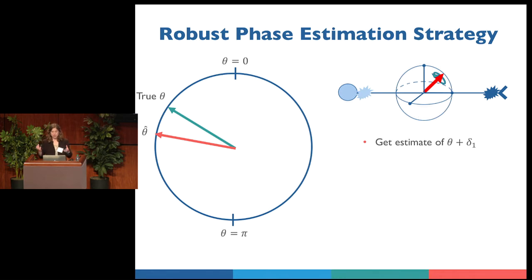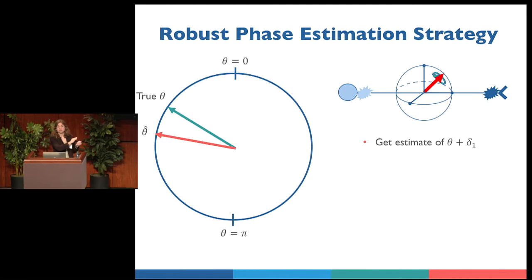And the first experiment that you should do for robust phase estimation is the standard one: apply the gate once and measure. And this, we said, has a bias of delta. So if you were to repeat this experiment some number of times, you would get an estimate of theta plus delta. So let's put that up on the unit circle. And it's not going to be close to the true theta. It's going to be off because of our bias.